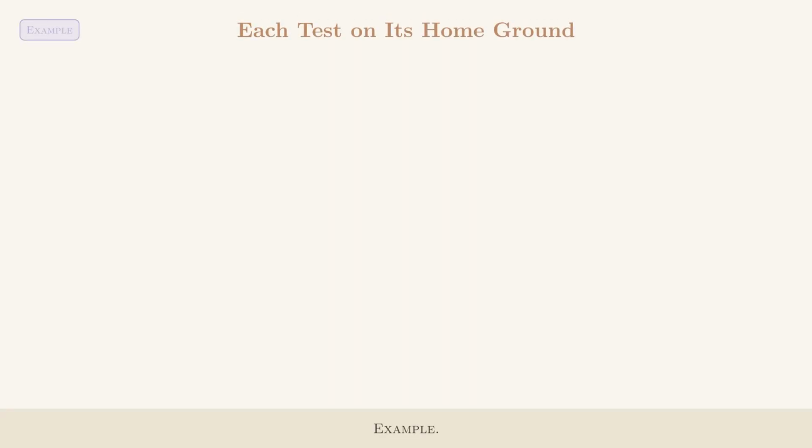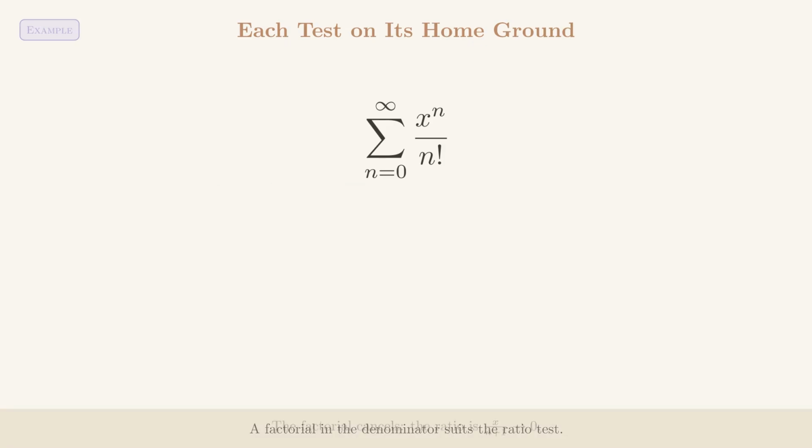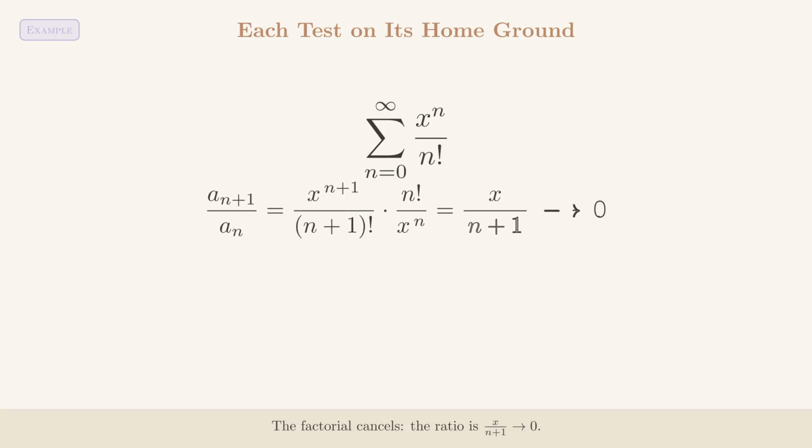Before the subtle case, two series that each test settles at a glance. Take the series whose terms are x to the n over n factorial, where x is any positive number. Recall the ratio test we proved. If the upper limit of the ratios is below 1, the series converges. The factorial cancels almost everything, so the ratio of a term to the one before is x over n plus 1. For any fixed value, this tends to 0. 0 lies below 1, so the ratio test gives convergence for every positive number we might choose.